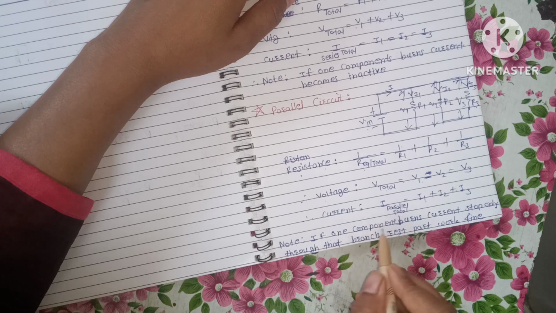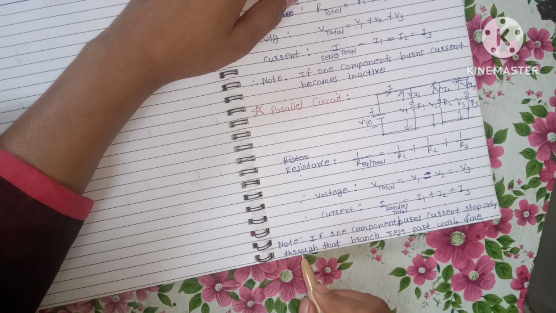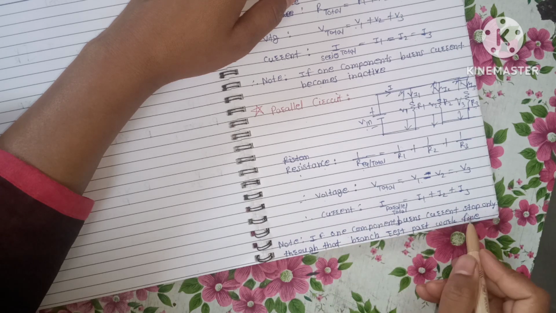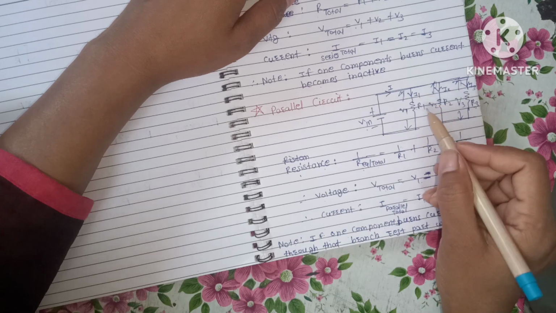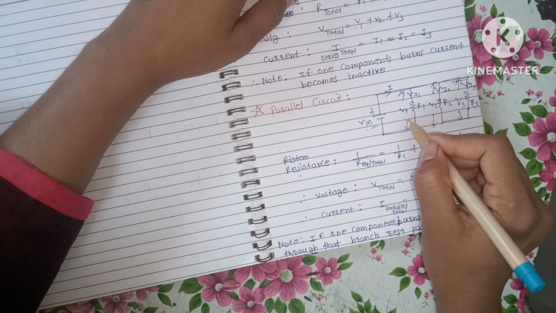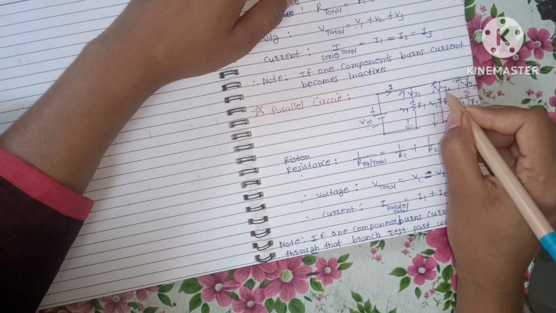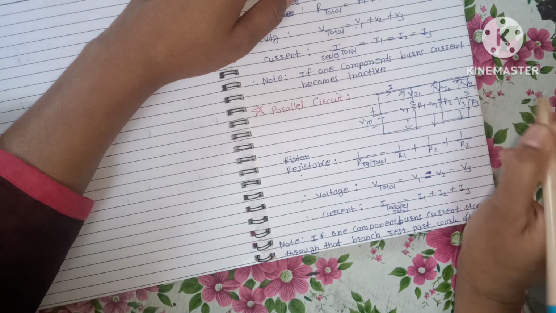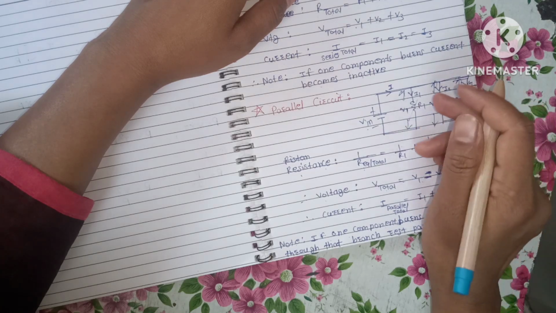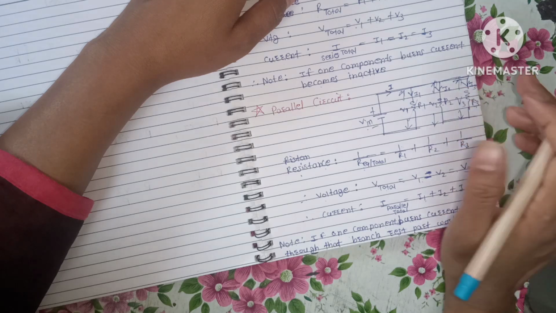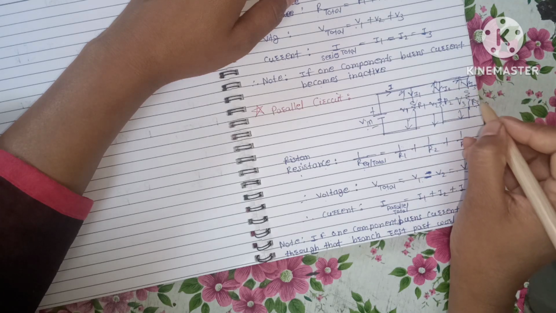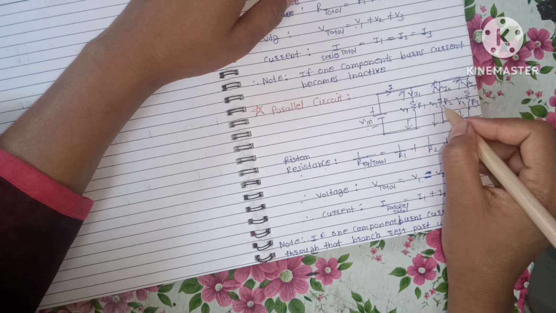Note, if one component burns, the current stops only through that branch and the rest of the circuit works fine. What does it mean? It means that if the R1 branch is broken, the total current I is flowing through R2 and R3 only. This branch is left out of the circuit, and the remaining parts work as they are.